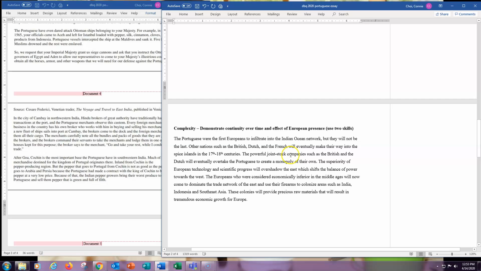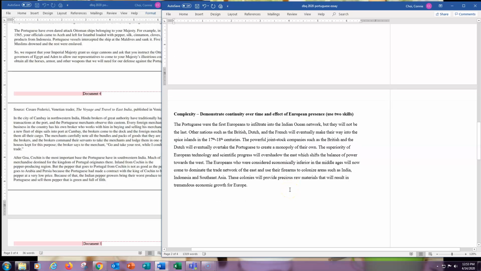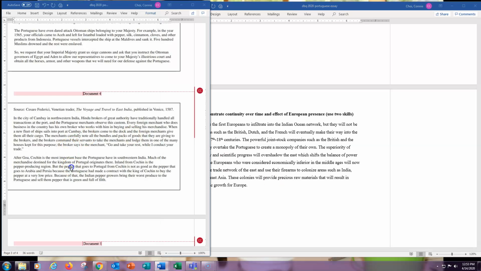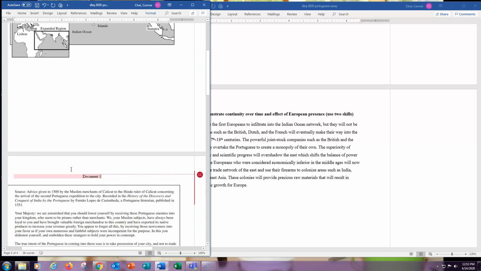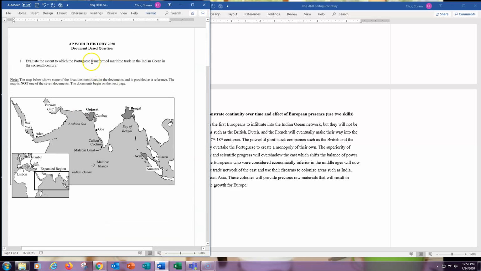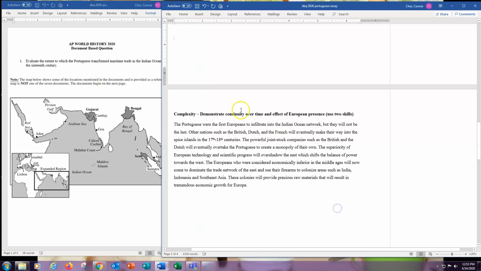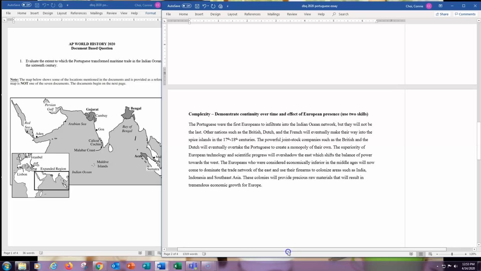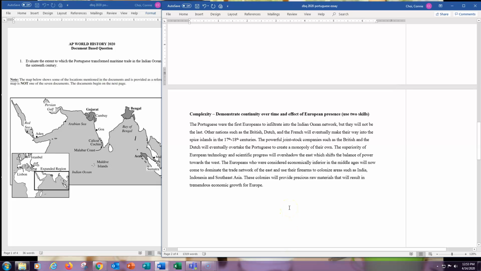Going to the second complexity point, I'm going to use a different skill. Now, I'm not going to just use one skill, I'm going to use 2 different skills. Remember that the prompt was asking about change, okay? So I'm going to use continuity and I'm going to use effect. Instead of just using continuity, I'm going to use 2. I think that is a good rule of thumb for you to try to earn this complexity point.